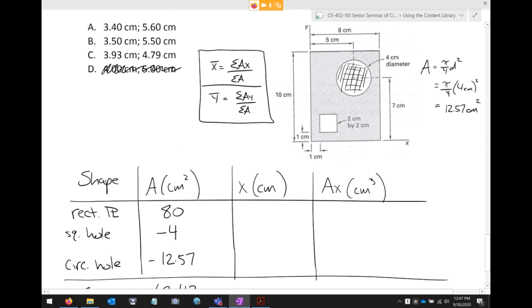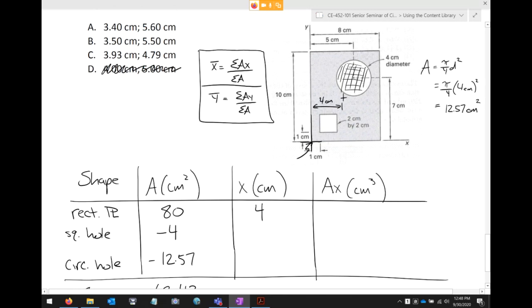Now the x bar. Now what we do is we pick a common axis, which we don't have to do here because we know where the coordinate system is. The coordinate system is right here. That's the origin. It was already told to us. And so the question is, how far is it from the y-axis, or how far is it from the origin, to the centroid of each of the simple shapes? So for the big rectangular plate, that's going to be 4, because we're talking about this point right here, and so that dimension there is 4.